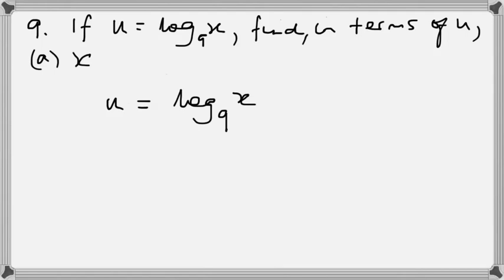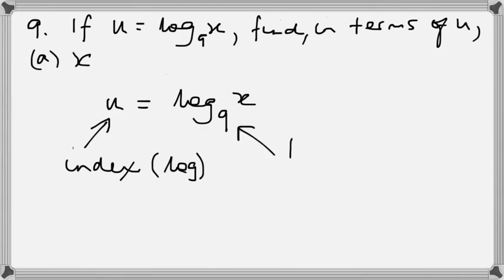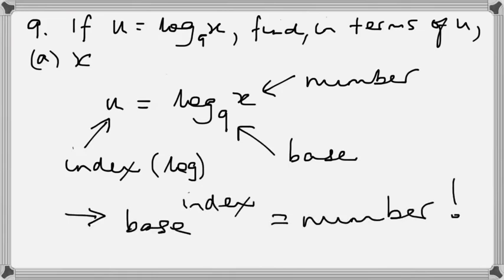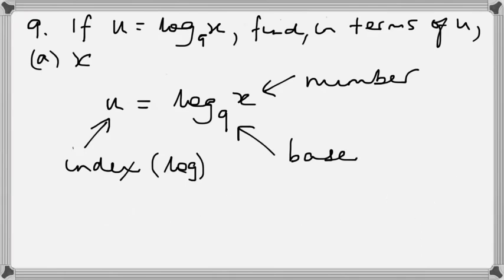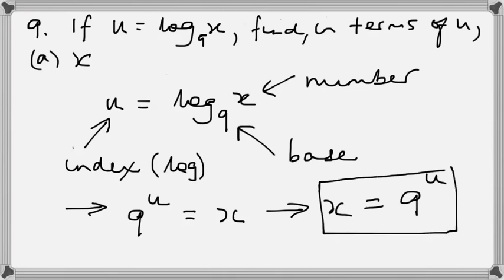So we're saying u, that's what we're given at the start of the question. Now, all you've got to do to find x is rearrange that equation so that we put it in the traditional way that I like to say, that is the base to the index equals the number. So let's do that. There's the index, which is the log, there's the base, and here is our number. So let's rearrange that into the way that we're more used to doing this from earlier years in secondary school and see where we end up. Okay, base to index equals number, which gives us 9 to the u equals x.